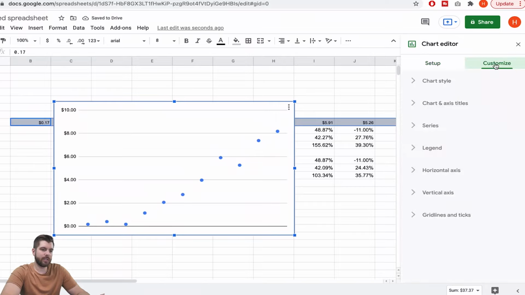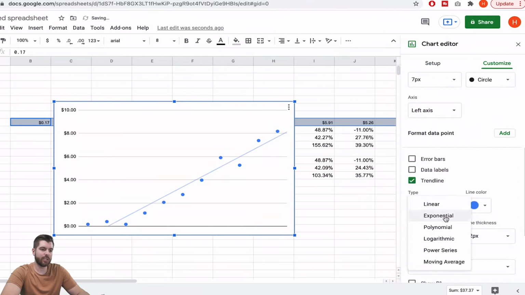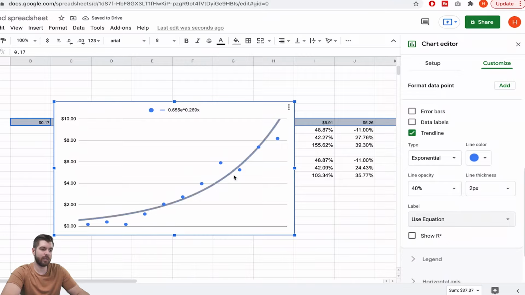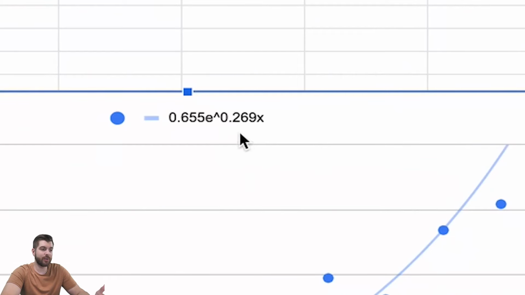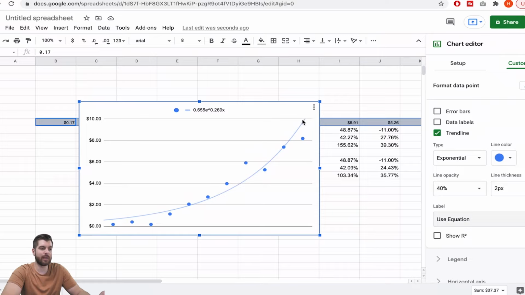Now what we can do is in the customize, under the series section, we can add a trend line, and we can change it to an exponential trend line. And then we can add a label, which is the equation for the trend line growth rate. What we can see here is this 0.269. That is the growth rate. So in other words, 26.9% is the equation for this exponential growth rate line. So this is a good way to visualize it and also have Google Sheets figure out what the growth rate is of a past series of numbers.